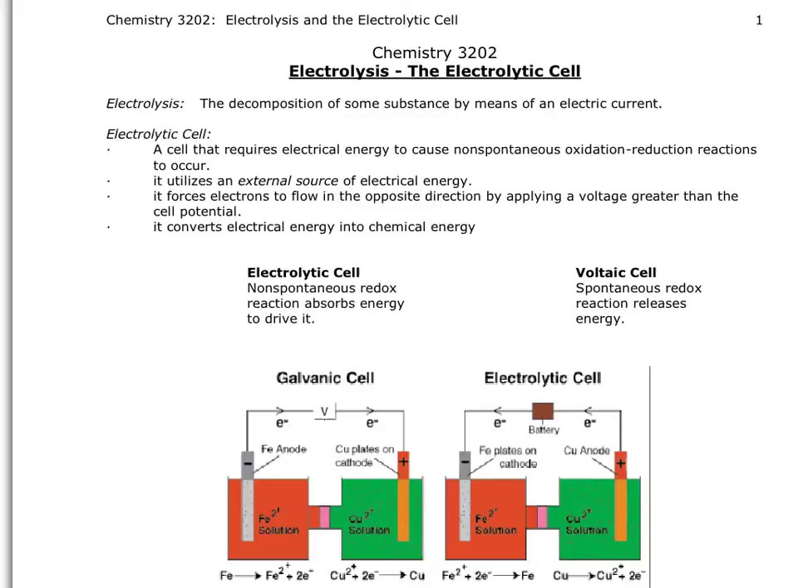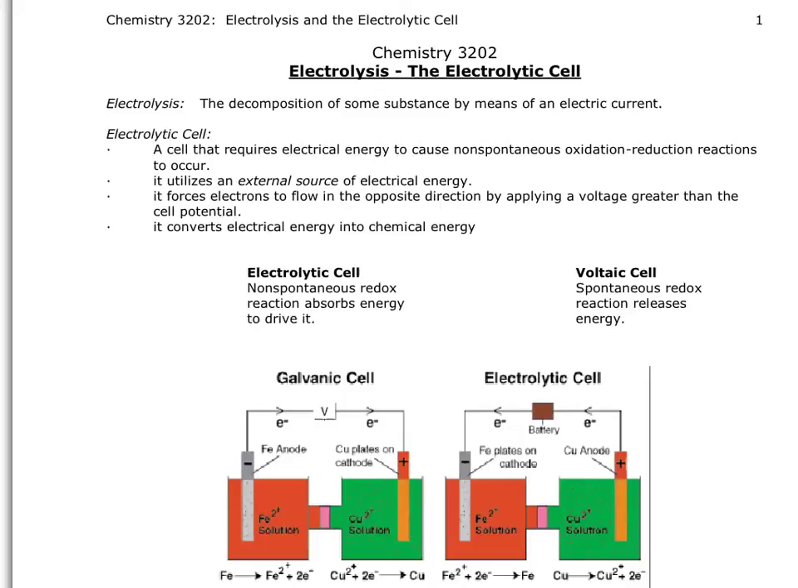It utilizes an external source of electrical energy to force electrons to flow in the opposite direction by applying a voltage greater than the cell potential. In essence, it converts electrical energy into chemical energy.